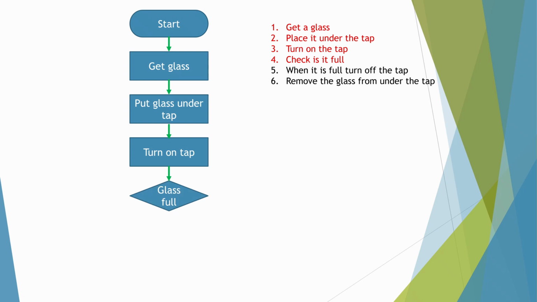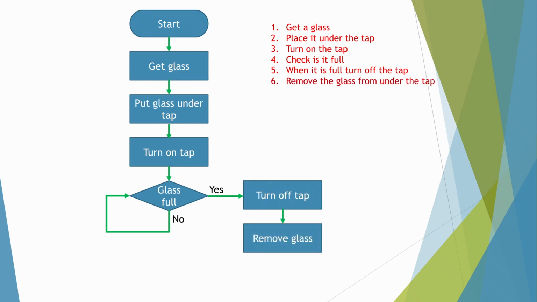After that, we introduce a decision, check if the glass is full. If it's not full, we keep the tap on and check again if it's full. If it is full, we turn the tap off and then remove the glass. Finally, we add the end process terminator. Notice how decisions like checking if the glass is full are shown with specific shapes. This makes it easier to follow the logic of the task.